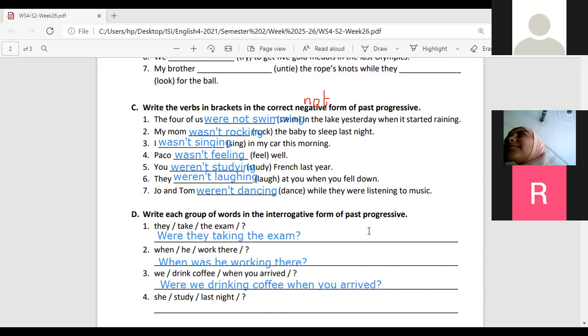Because when you say we were drinking coffee, then you're forming it in the affirmative form. It's not a question, it's a statement. So here I want a question. I want it in the interrogative form. So we say, were we drinking coffee when you arrived? Okay.